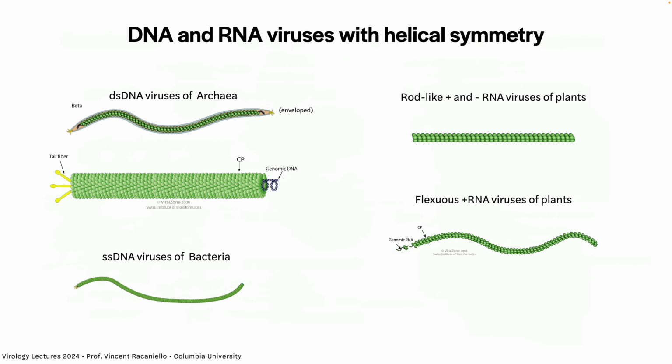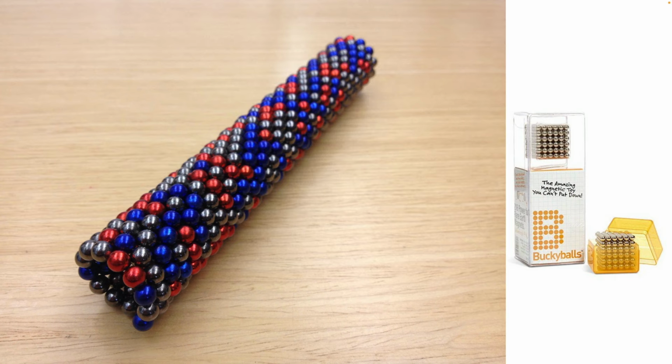We looked at tobacco mosaic virus, which would be a plus RNA, but there are also minus RNA viruses that are rod-like or flexuous. That means that they are not rod-like, they're flexible. There are double-stranded DNA viruses that are flexible. There are DNA viruses that are rods. And there are also single-stranded DNA viruses that are flexible. So the helical symmetry can accommodate a lot.